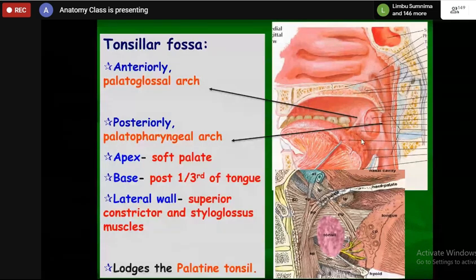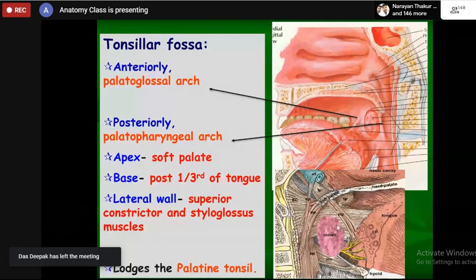Now see this diagram. This one is the tonsil. Now can you see this muscle? Over here, this muscle is known as the superior constrictor. The lateral wall or the floor of the tonsillar fossa is mainly formed by two muscles: the superior constrictor muscle, and the next one is the styloglossus muscle. The styloglossus muscle we can see over here, and if it is not visible, only the superior constrictor muscle has been shown over here. The content of the tonsillar fossa is the palatine tonsil. This is all about the tonsillar fossa.